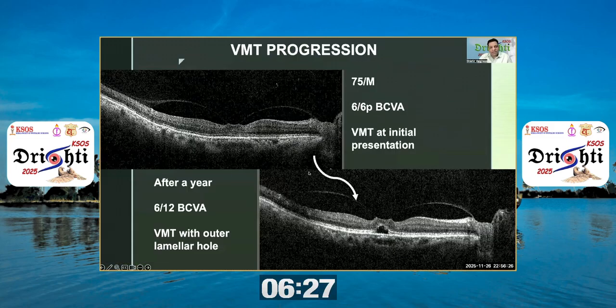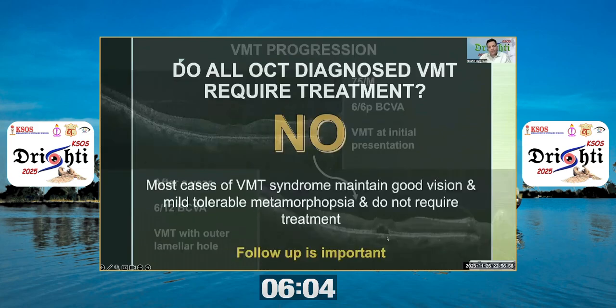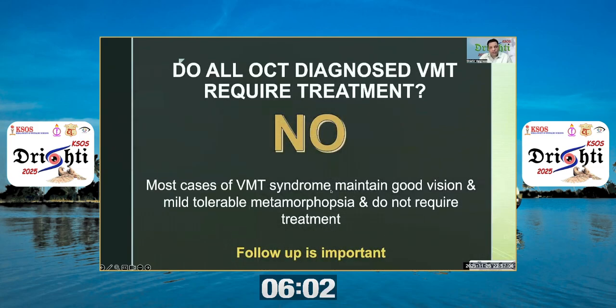VMT does progress. Once a patient comes with a VMT, the vision will initially be good. In this case, you can see a 75-year-old male with good vision, 6 by 6. He had VMT at initial presentation, was asked to follow up routinely, did not come back for a year, and returned with vision drop. He had vision of 6 by 12, and he had a VMT with an outer lamellar hole which developed over there.